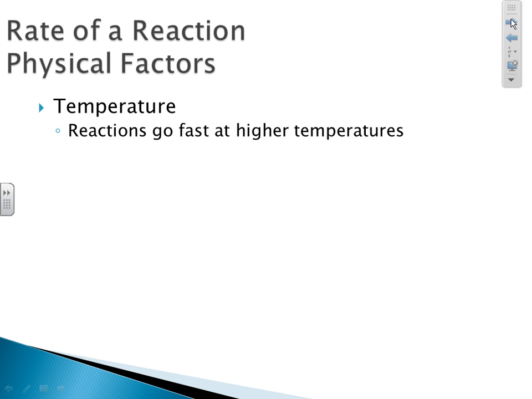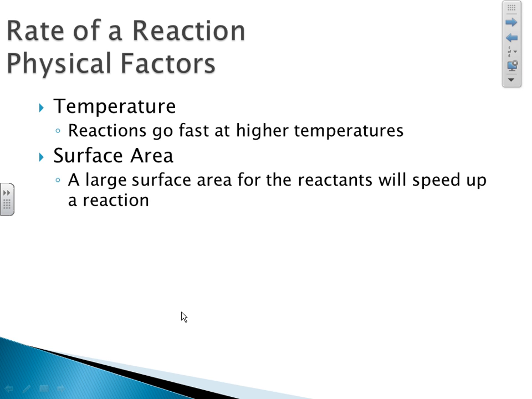Okay. Another physical factor that we can take into account, surface area. A large surface area for the reactants will speed up the reaction. What can we do to something to increase the surface area? Pretty good. Break it up. Break it up into small pieces. It's the difference between a sugar cube and sugar that's all ground up. Generally, that sugar that's ground up dissolves into things faster. Making the pieces smaller generally increases the rate of the reaction. Okay? Again, another physical thing. We're not changing anything about the reaction, but just physically changing stuff to affect the rate.